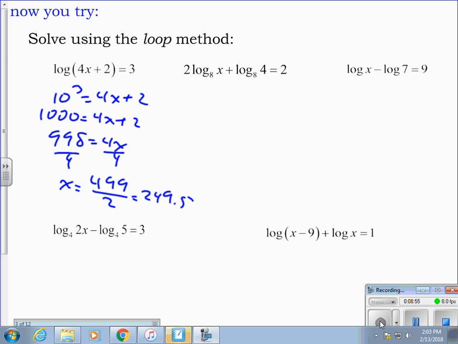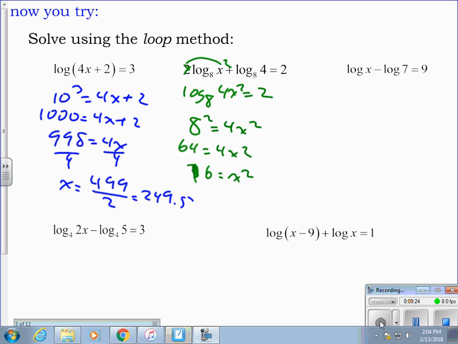Okay. Next one, bring the power up first and then combine them up. Log base 8 of 4x squared is equal to 2. 8 squared is equal to 4x squared. So 64 equals 4x squared, divide by 4, and then 16 is equal to x squared, so x equals 4.